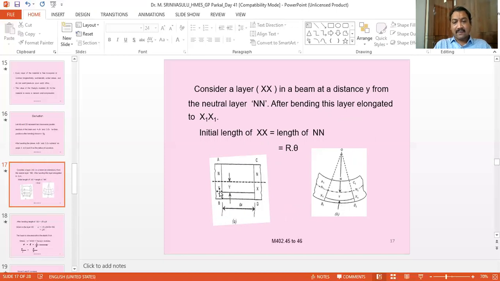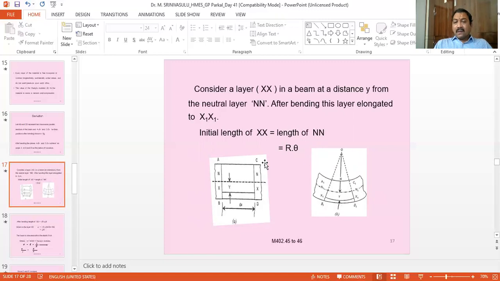Here the length of the strip before bending is equal to XX, and this is the initial length. From this figure, the initial length XX is also equal to NN, so NN is also equal to N1 N1. That is nothing but R into theta. Theta is the angle subtended by the radius of curvature at the center point. So XX is equal to R theta.